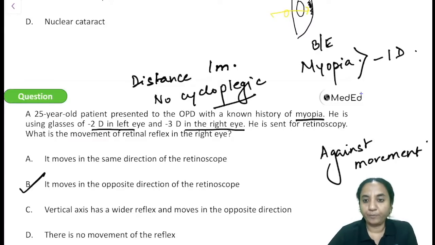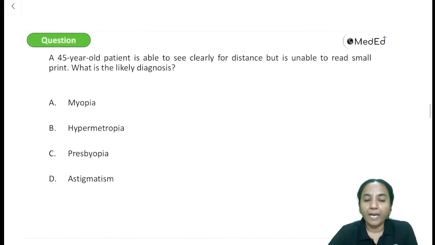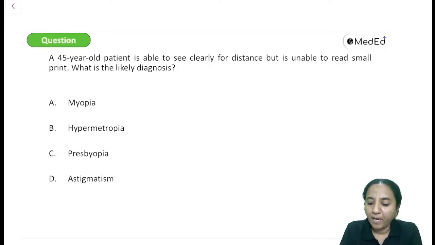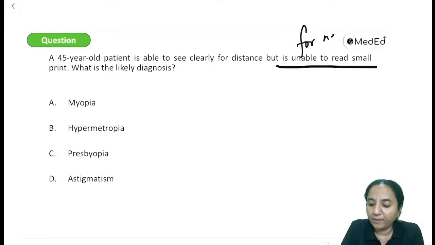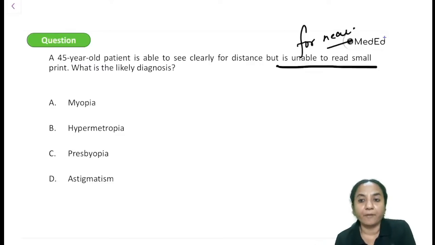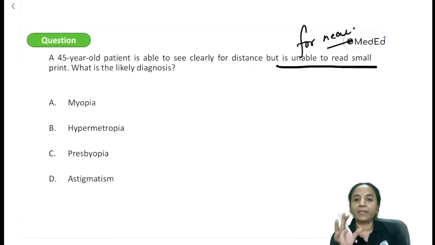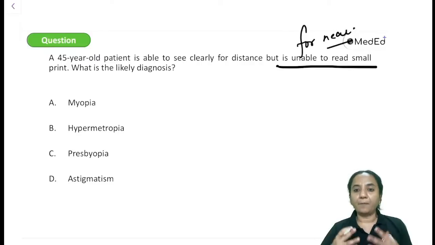Okay? Next. A 45-year-old patient is able to see clearly for distance but not able to read small print. So there is a difficulty of vision for near. The distance vision is good, but the near vision is affected. So whenever near vision is affected in a question, there are two options. Either the answer can be hypermetropia or it can be presbyopia.